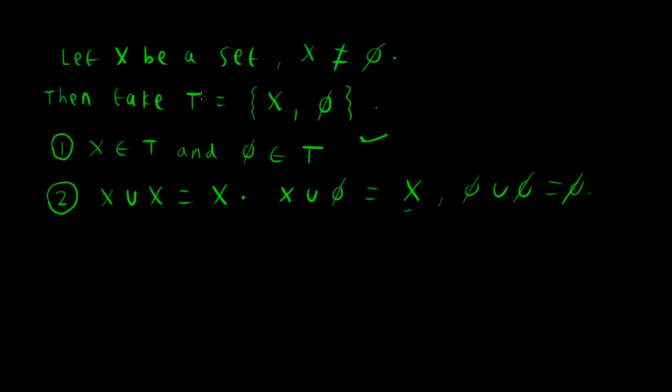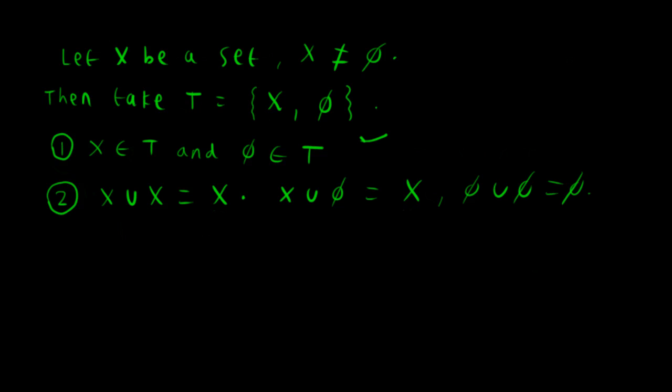And remember, I did say it had to be closed under any number of unions, right? So I could have any number of sets. But even if I take an infinite number, they can still only be X or the empty set. So I'm still going to end up in one of these cases. Okay? So this doesn't really cause any problems at all.